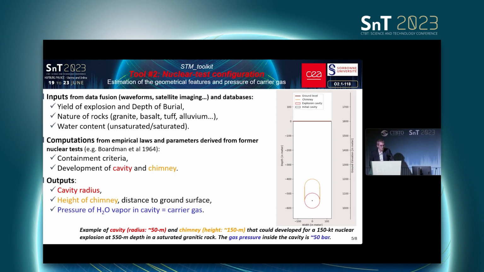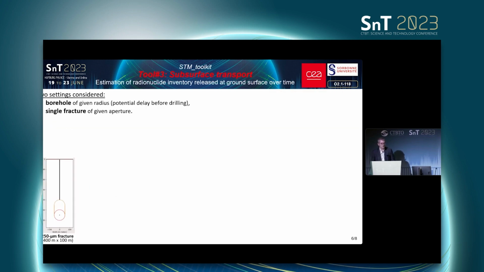The pressure of water vapor in the cavity is derived from an equation of state. Following my example of a 150 kiloton nuclear explosion, here buried at 550 meter depth in a saturated granitic rock, we end up with a radius of 50 meter, a chimney height of 150 meter, and the gas pressure inside the cavity is about 50 bars. With that parameter, we can enter into tool number 3, which is the subsurface transport.